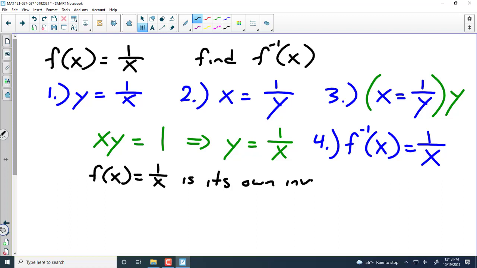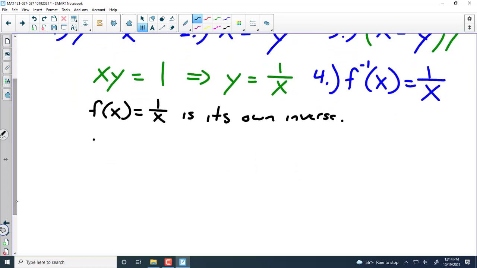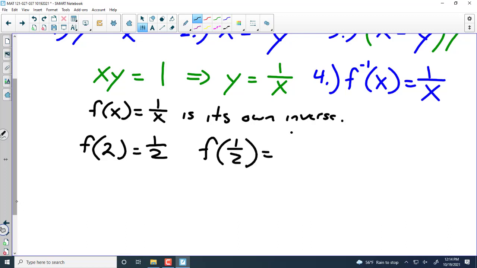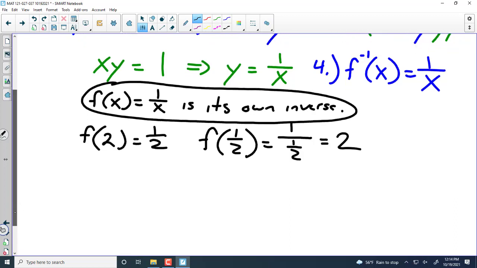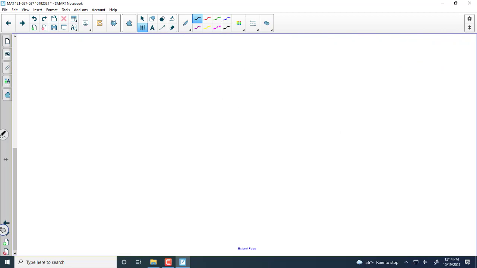Here, I'll show you. It's pretty sweet. Watch this, everyone. You plug a 2 in there, you get 1/2. You plug 1/2 in there, you get a 2. It's actually its own inverse. Did you know there's actually an infinite number of functions that are their own inverses? Really? Yep, that's right.